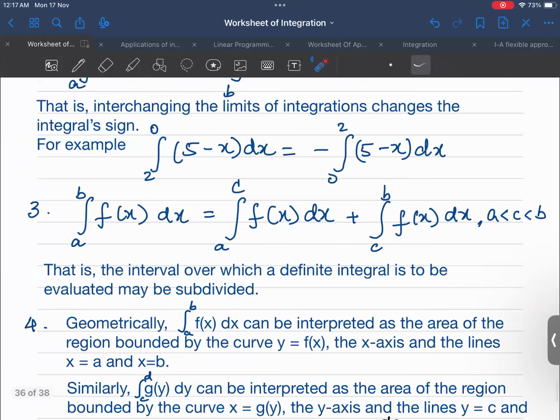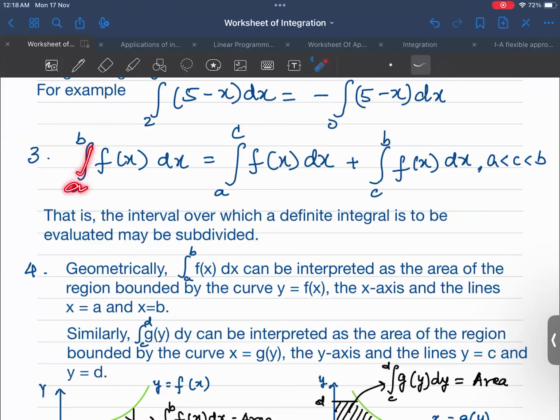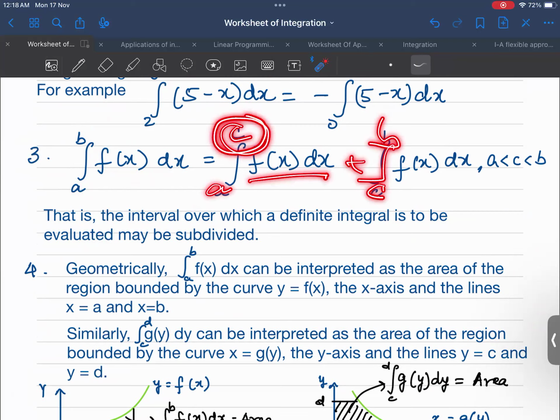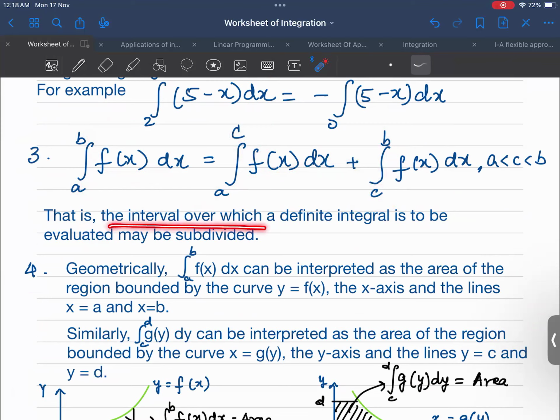The third property is when we are integrating some function from a to b, then one more factor will be added: integral from a to c of the function plus, now, from c to b. Whatever is the upper limit in the first becomes the lower limit in the second, so that it stays the same, a to b, right? Where c is in between a and b. That is, the interval over which a definite integral is to be evaluated may be subdivided. We can subdivide it, right?